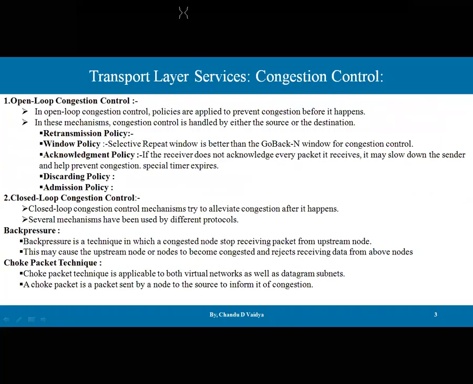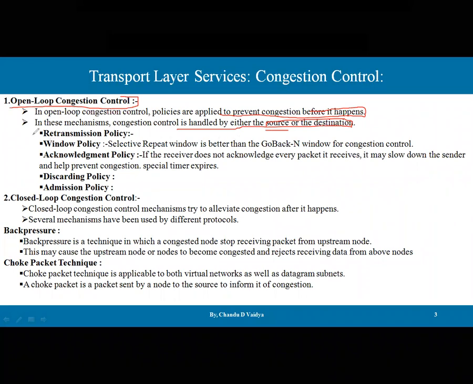Very first, we have the open loop congestion control policy. In this policy, the policies are applied to prevent congestion before it happens. Before any congestion happens, the policy is already deployed, and that is called the open loop congestion control policy. In this mechanism, congestion control is handled by either the source or the destination, or both.